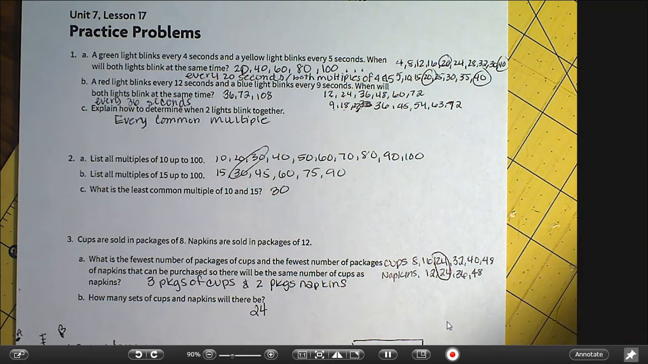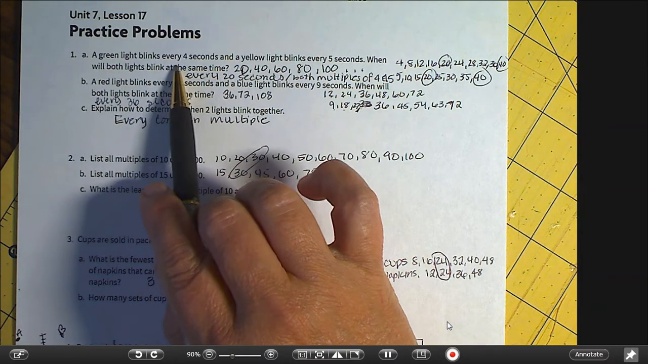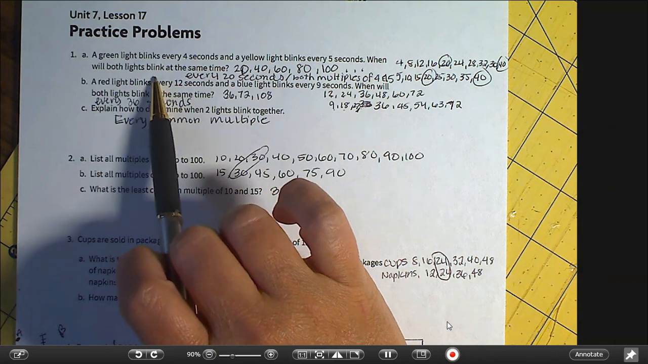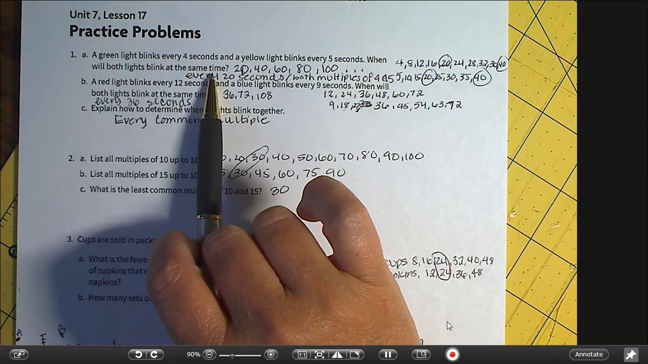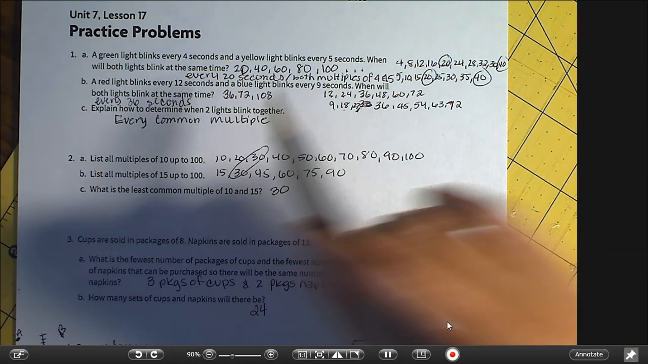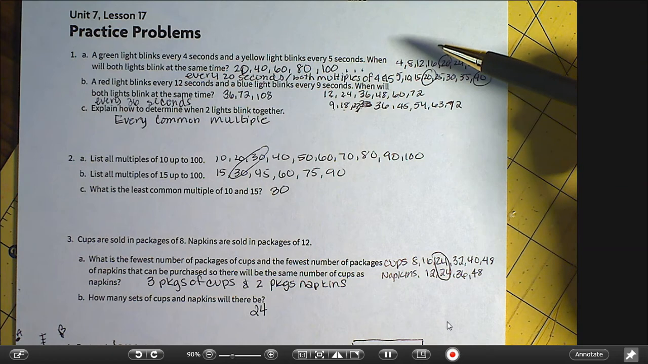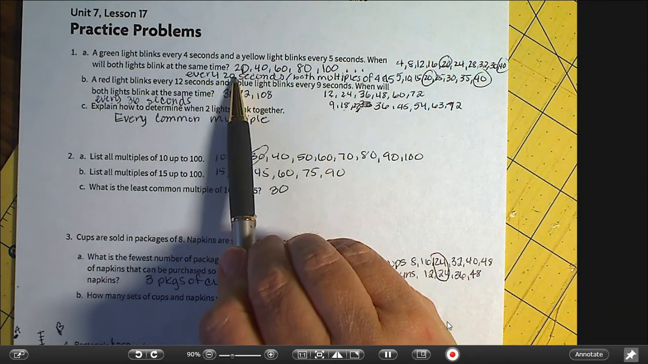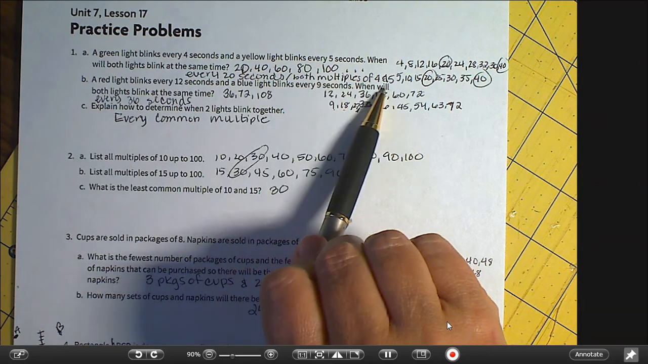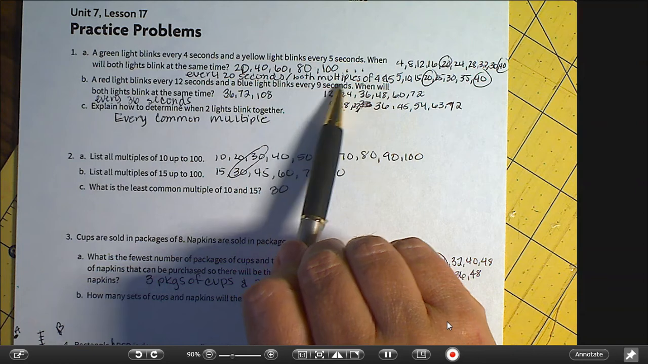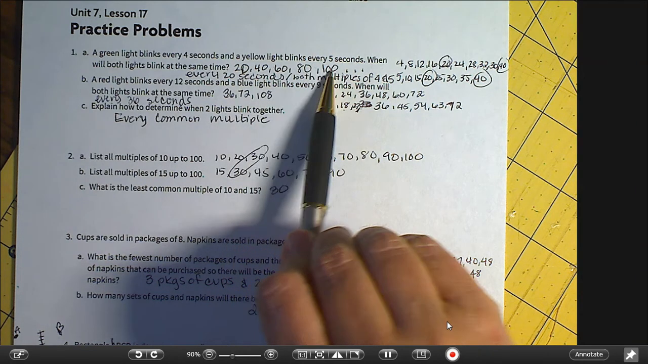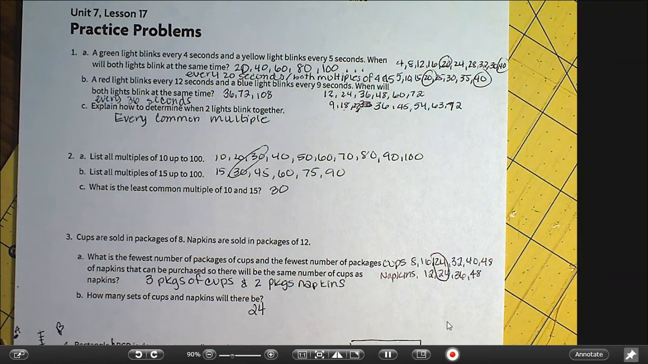So, number 1A says a green light blinks every 4 seconds and a yellow light blinks every 5 seconds. When will both lights blink at the same time? So, we are doing multiples of 4 and 5, and they blink every 20 seconds. Because 20 is a multiple of 4 and 5, they would blink at 20, 40, 60, 80, 100, and continue on like that.